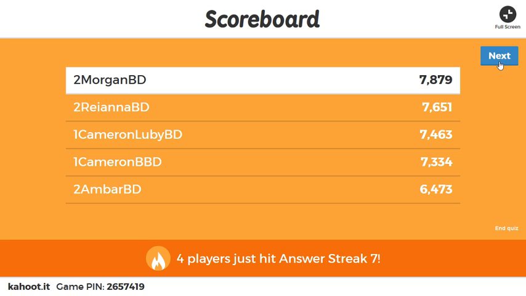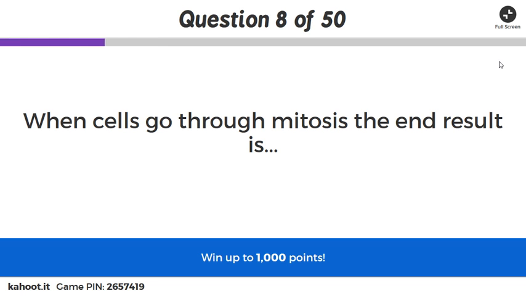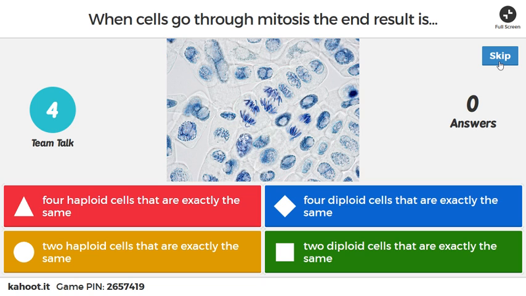We see second period is now in the lead, first period and second period. So let's move on. When cells go through mitosis, the end result is what? So what are we looking for at the end of mitosis? Not meiosis, but mitosis.